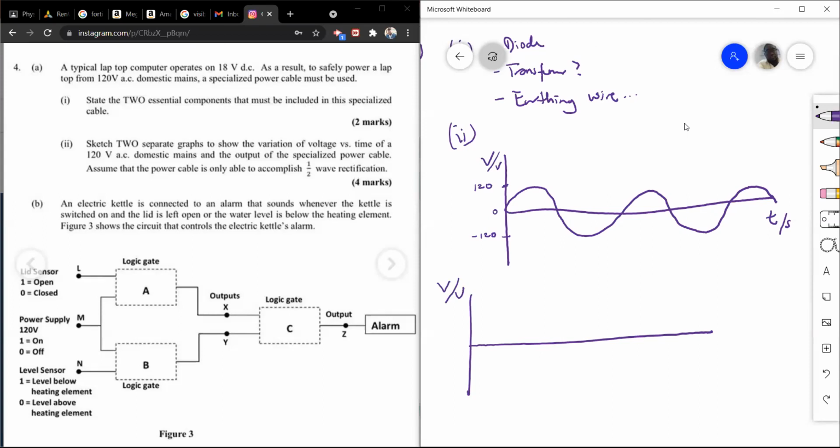60. No. Half wave doesn't mean half of the voltage. Sir, wouldn't it be the same 120? No. If it's a specialized power cable, read part A again. Read 4A. Sir, I just said 18. 18. Thank you.